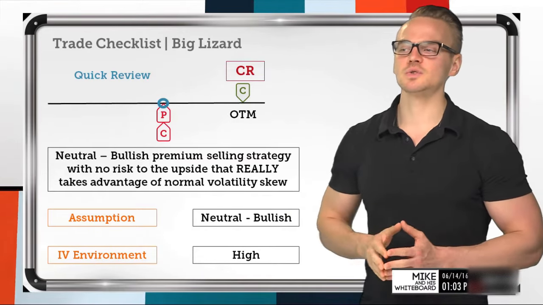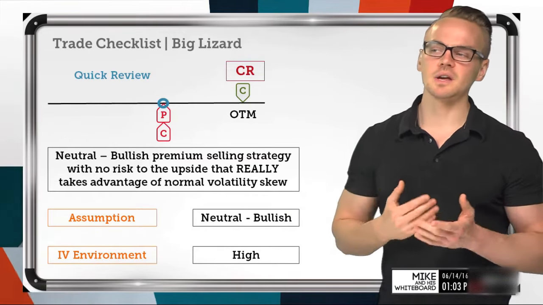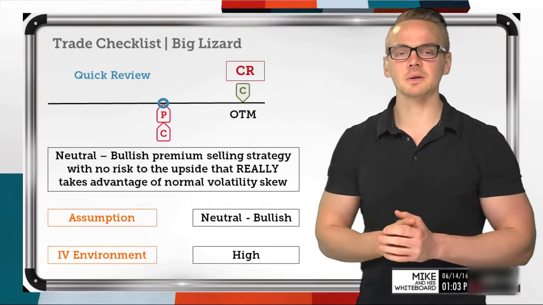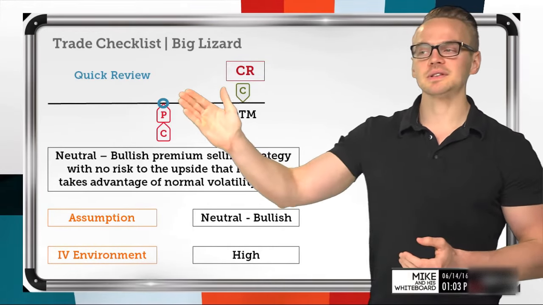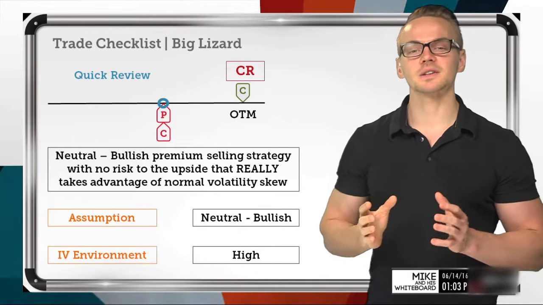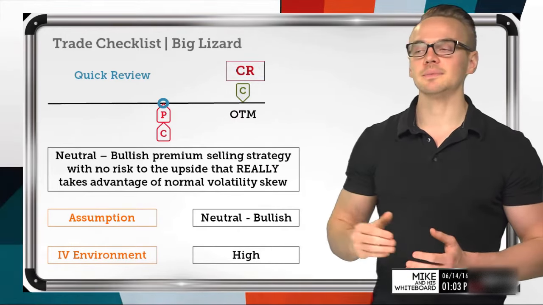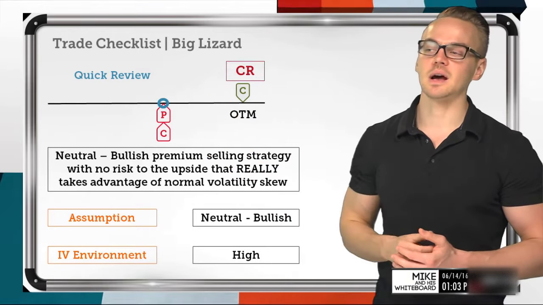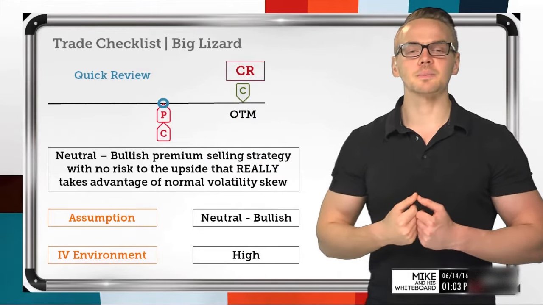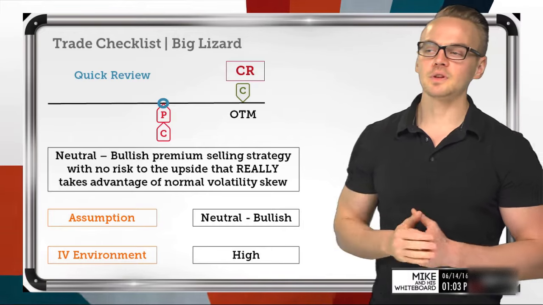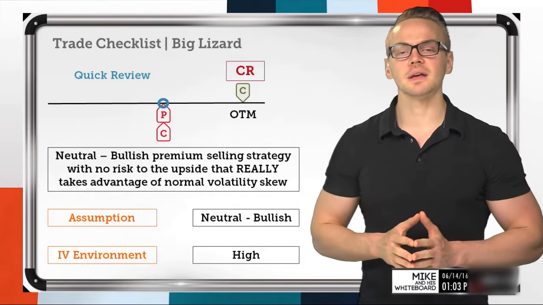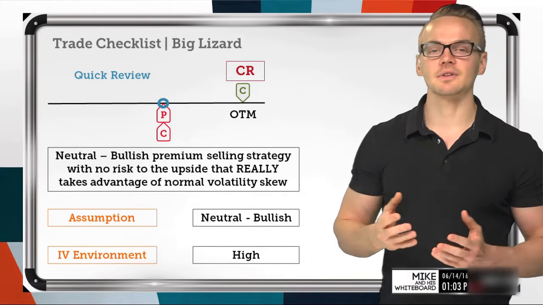So our assumption is neutral to bullish, and it's neutral to bullish because yes, we're going to be most profitable if the stock price stays right here, right where the strikes are at expiration, but we can also be profitable if we set it up correctly, if the stock price goes all the way to the upside. We're not going to have any risk when we set it up correctly, and when we're looking at what type of environment we want to be in, we always want to be in a high IV environment when we're looking to sell premium.